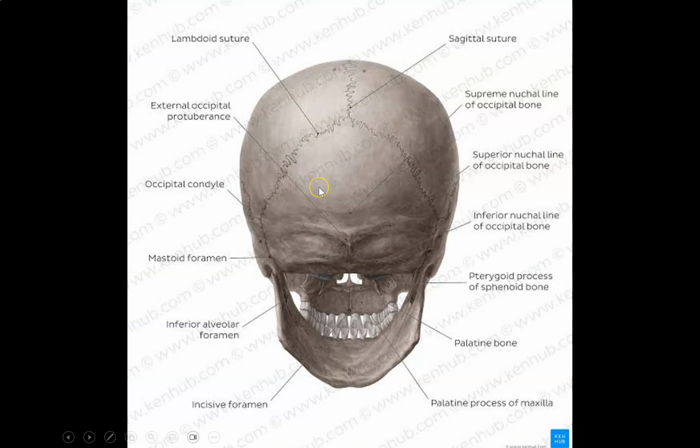And if you see the skull from behind, you find the posterior part of the sagittal suture and the lambdoid suture. The intersection of the sagittal and lambdoid is the lambda. Also we have here the parietal bone and squamous occipital bone. If you go to the occipital bone, you find in the midline the external occipital protuberance and the superior nuchal line, giving attachment to the cervical muscles, and below is the inferior nuchal line.